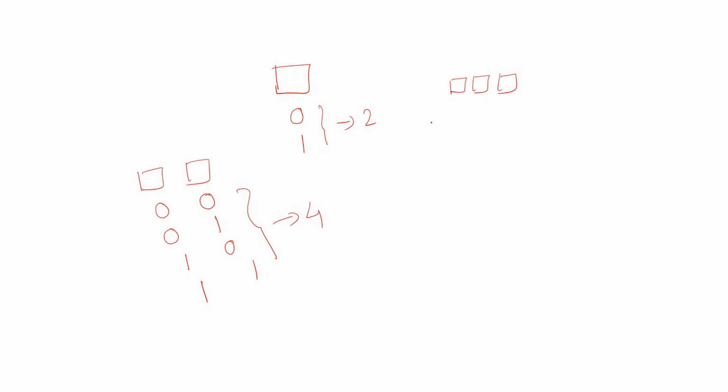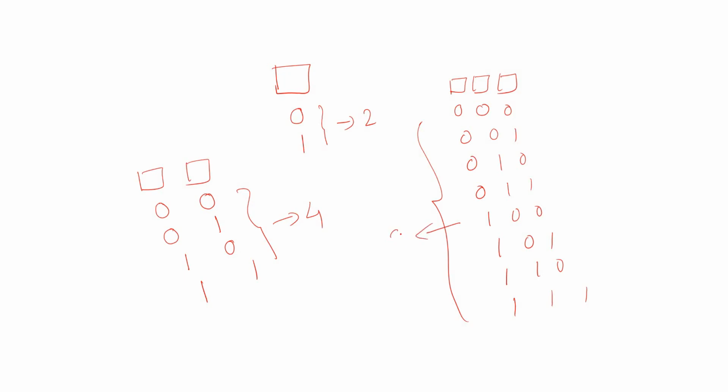Similarly, for 3 digits, we can have 0 0 0, 0 0 1, 0 1 0, 0 1 1, 1 0 0, 1 0 1, 1 1 0, 1 1 1. So here we can have 8 combinations of zeros and ones. That means a total of 8 three-digit numbers can be formed by using combinations of zeros and ones. Similarly, for 4 digits, it will be 2 power 4, which is 16. And for n-digit combinations, we can have a total of 2 power n.